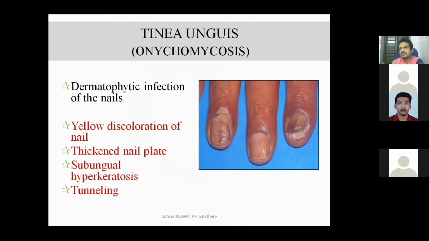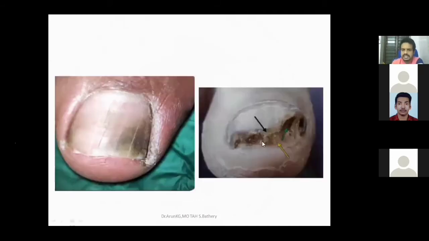There will be a history of water exposure, in housewives and those working in water, cloth washers and all. There will be a chance of candida instead of tinea. In candida cases the nail plate will be thick, whereas here the nail plate will be thicker. Then there will be subungual hyperkeratosis, and beneath the nail plate there will be some dirty material accumulation. And tunneling also will be there. In this picture we can see that tunneling.